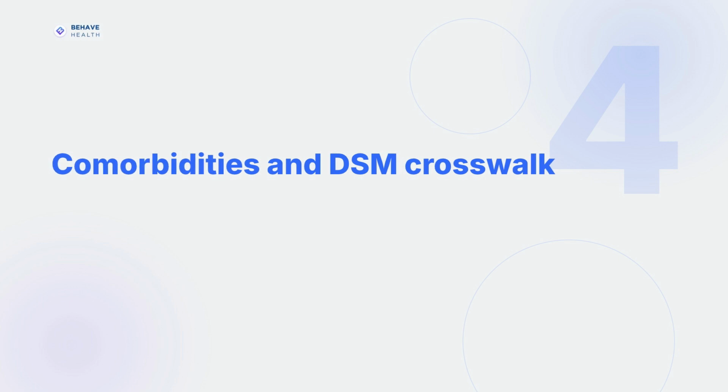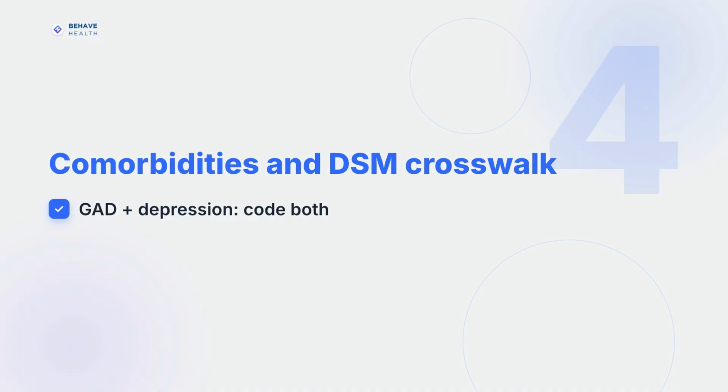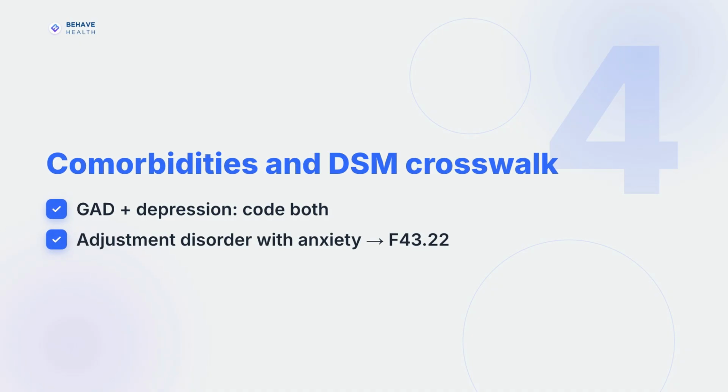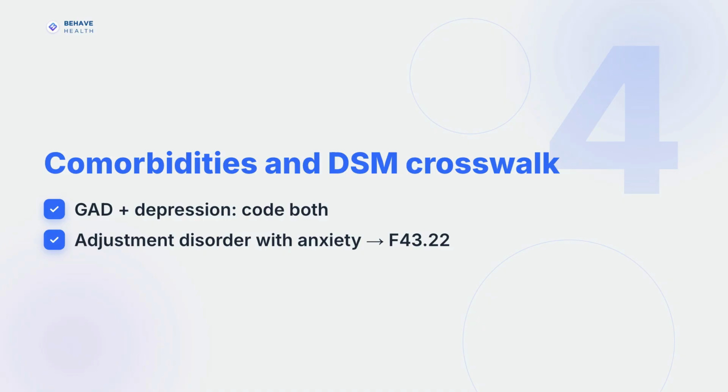Clients with GAD often have depression too. Omitting a documented comorbidity affects authorization scope. DSM adjustment disorder with anxiety maps to F43.22, not F41.9. This crosswalk error is common and preventable.